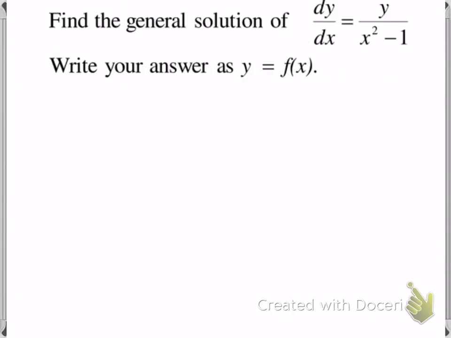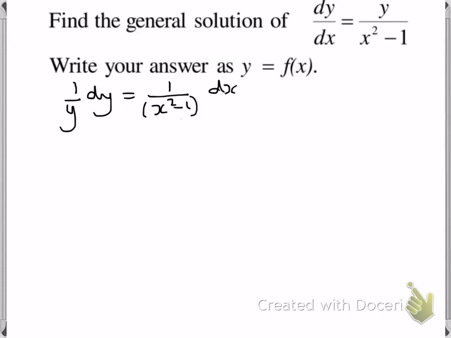We're now going to look at another example. We want to find the general solution of dy by dx equal to y over x squared minus 1. And we've been asked to write our answer as y equals some function of x. Right, so first of all, we're going to rearrange our equation. So I can say that 1 over y dy is equal to 1 over x squared minus 1 dx.